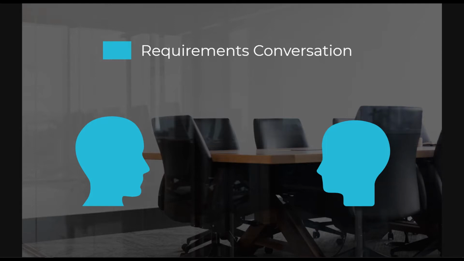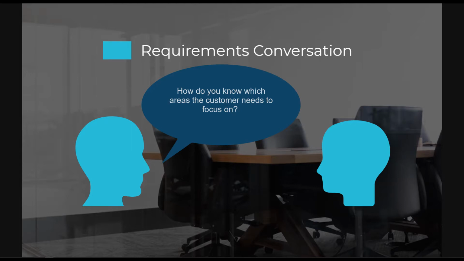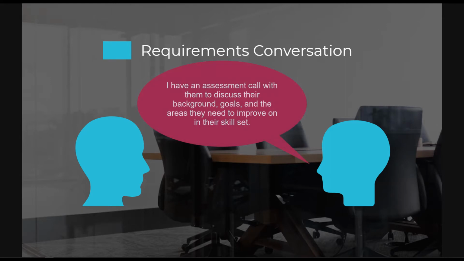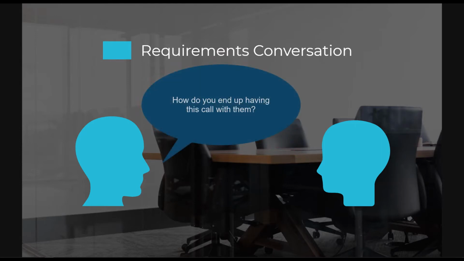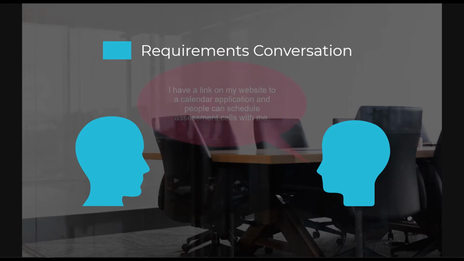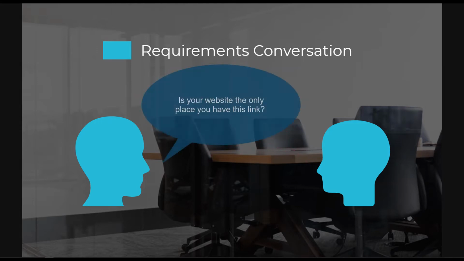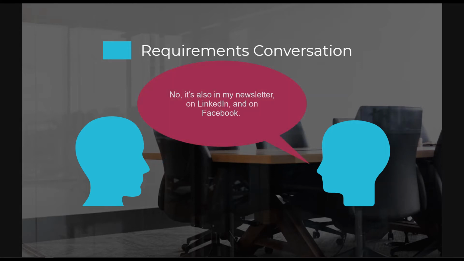Next, the BA might ask, how do you know which areas the customer needs to focus on? The SME's response would be, I have an assessment call with them to discuss their background, goals, and the areas they need to improve on in their skill set. How do you end up having this call with them? I have a link on my website to a calendar application, and people can schedule assessment calls with me. Is your website the only place you have this link? No, it's also in my newsletter, on LinkedIn, and on Facebook.